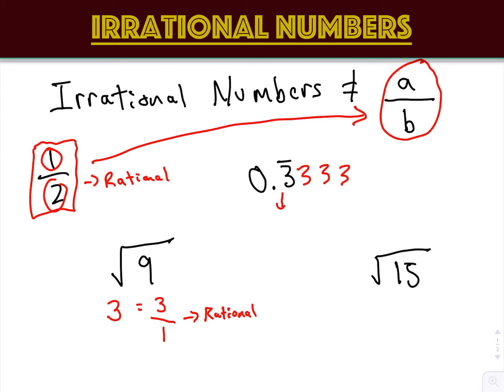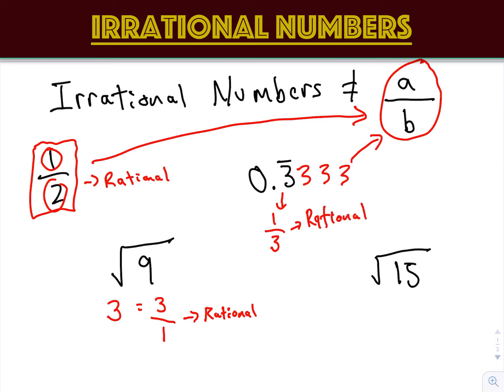So here we have 0.3 repeating. I chose that because it is pretty commonly used as a repeating decimal, and most people know the ratio that it simplifies down to. And this ratio is 1/3. Because it does simplify down to a ratio, this is rational.